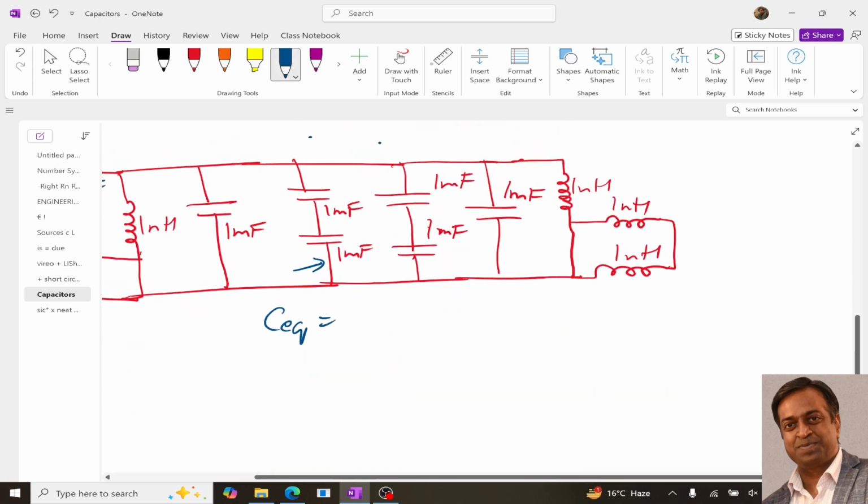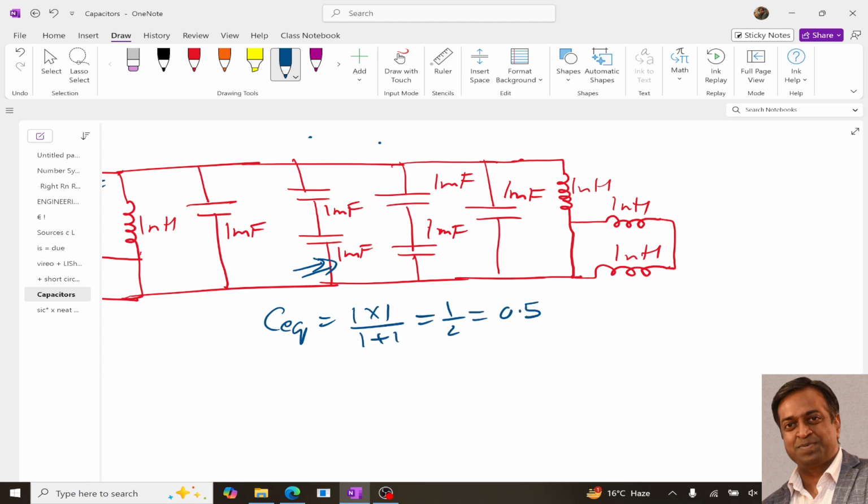It will be, for this case, 1 into 1 upon 1 plus 1. So it is 1 upon 2, which equals 0.5 millifarad. So this complete branch can be replaced with 0.5. If I make a change over here, it is 0.5 millifarad. Similarly, these two branches also we can replace with 0.5 millifarad.